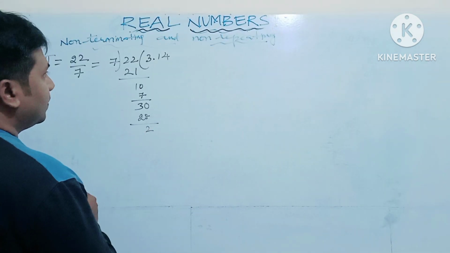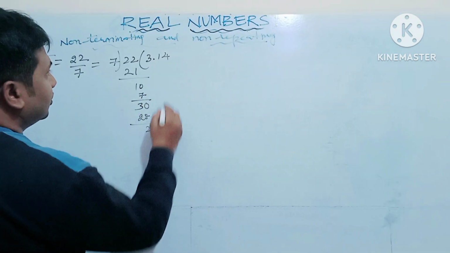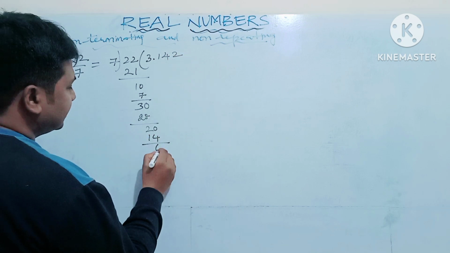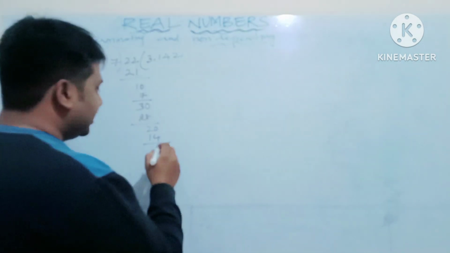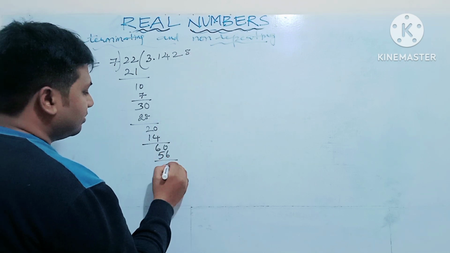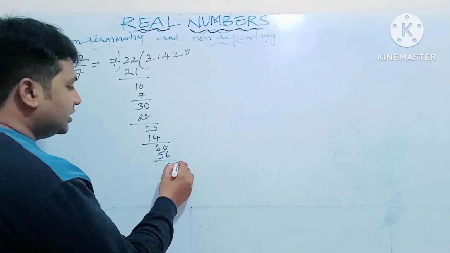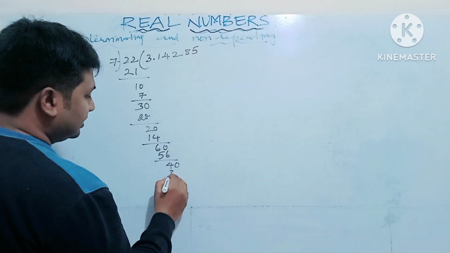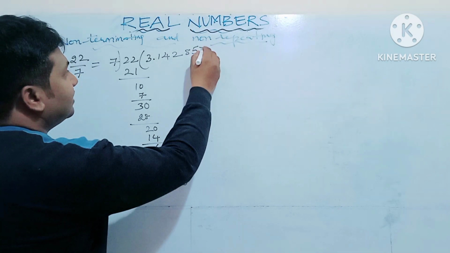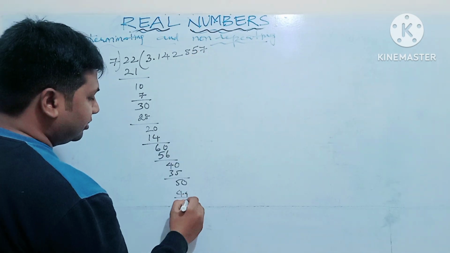28. Then 2. Then how much is it? 0. 7 2s are 14. How much is it? 6. Am I right? Then 0. 7 8s are 56. Balance how much? 4. 0. 7 5s are 35. How much is it? 5. Then again 0. 7 7s are 49. How much is it? 1.